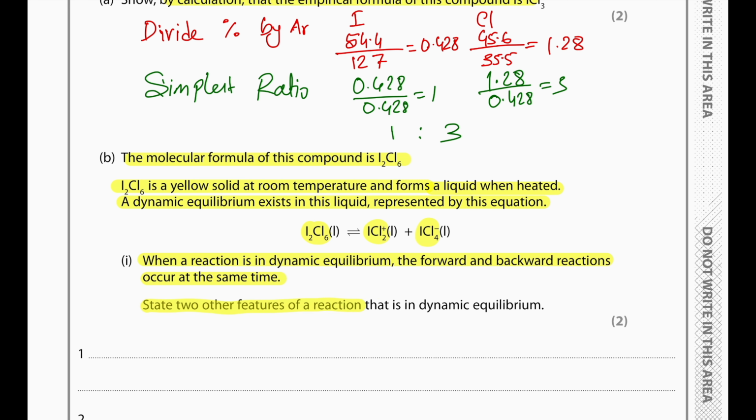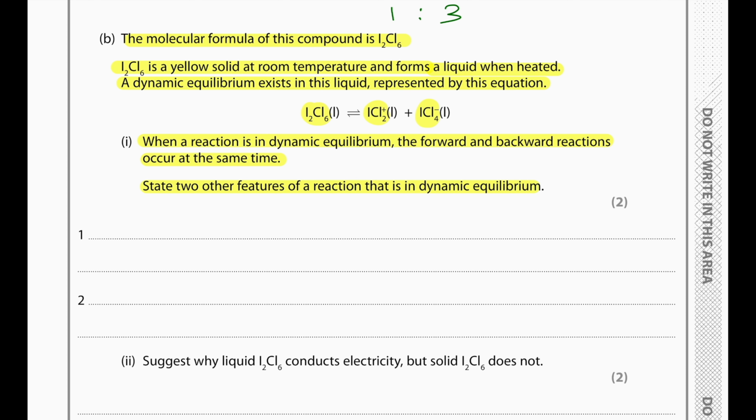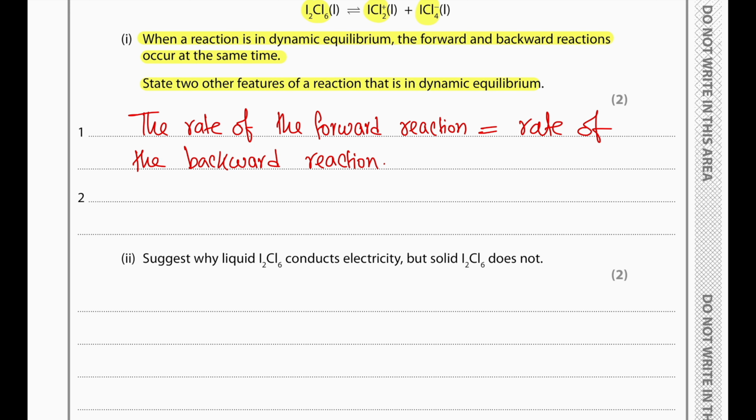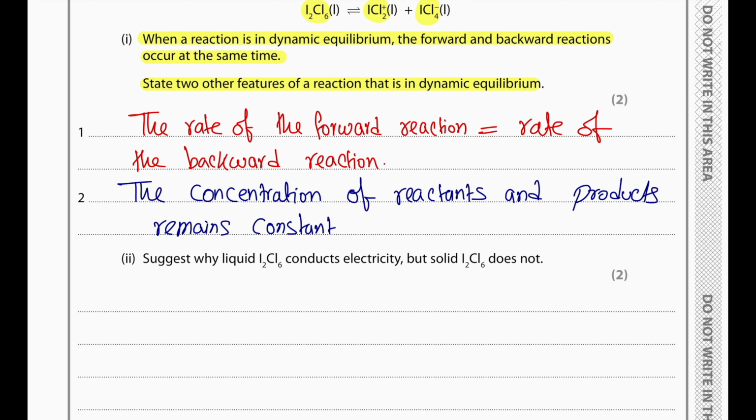State 2 other features of a reaction that is in dynamic equilibrium. First of all, we will say that the rate of forward reaction should be equal to the rate of the backward reaction. And the second thing is that the concentration of the reactants and the products remain constant as the reversible reaction continues in dynamic equilibrium.